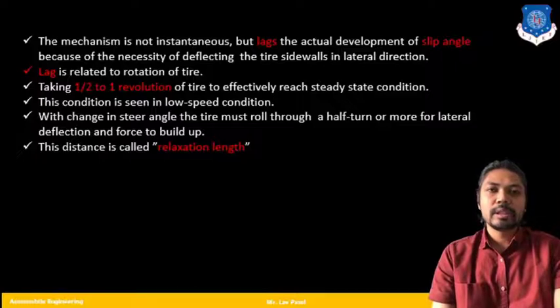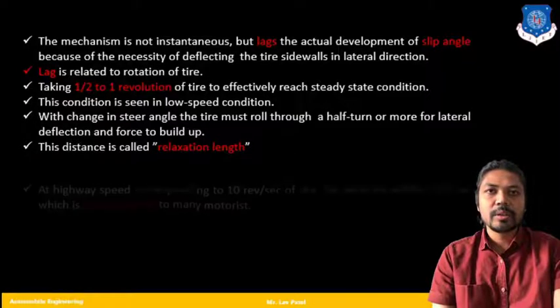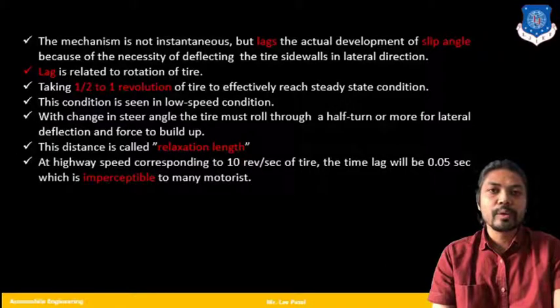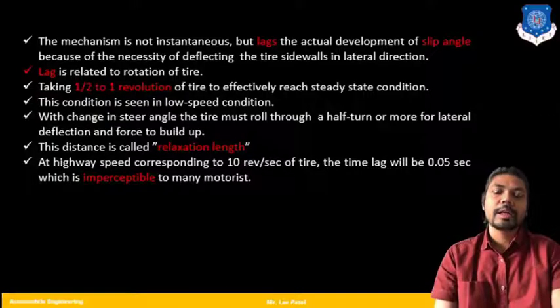So at the initial stage, we call that distance the relaxation length. That relaxation length is almost half a turn of our tire, or at maximum the full turn of a tire. So here is an example of how much lag is going to be created. Let's take an example. At highway speed, we are talking about 10 revolutions per second of tire speed, and at that high speed, we will find a 0.05 second time lag in slip angle.